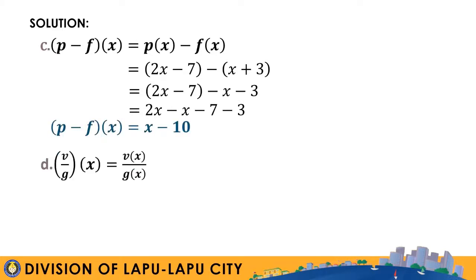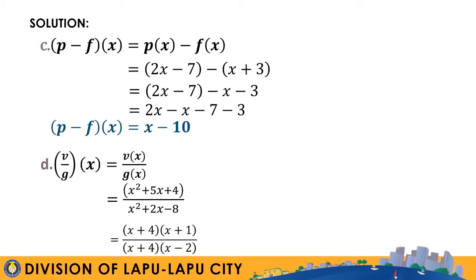Letter D, v over g of x equals v of x over g of x. Substitute v of x and g of x. Then, we have x squared plus 5x plus 4 over x squared plus 2x minus 8. Express into factor form. X squared plus 5x plus 4 is x plus 4 and x plus 1, while x squared plus 2x minus 8 is x plus 4 and x minus 2.